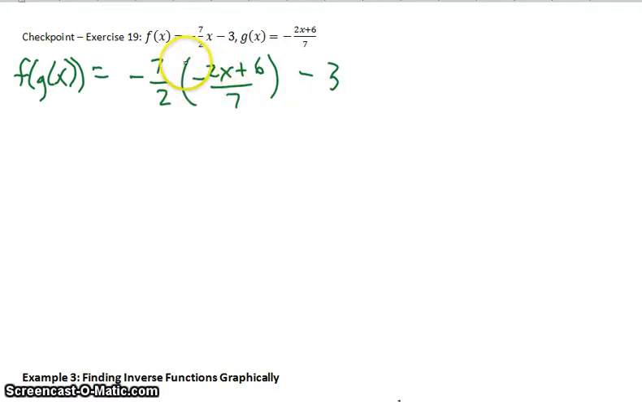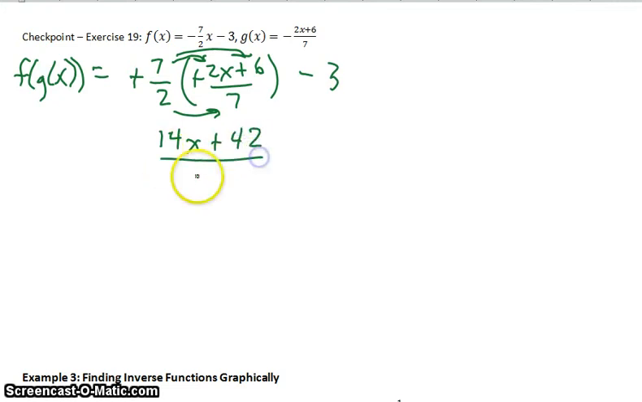Well, I have to distribute this, and this is really hard to look at from the sense that I need to multiply this all out. So I'm going to take this negative 7 and multiply it all through. And then I'm going to take this 2 and multiply it. Because when you're multiplying fractions, you multiply straight across. But when you have this, you're multiplying using the distributive property. So a negative times a negative is actually just going to be positive. So I'm going to get 14x plus 42 over 14, minus 3.